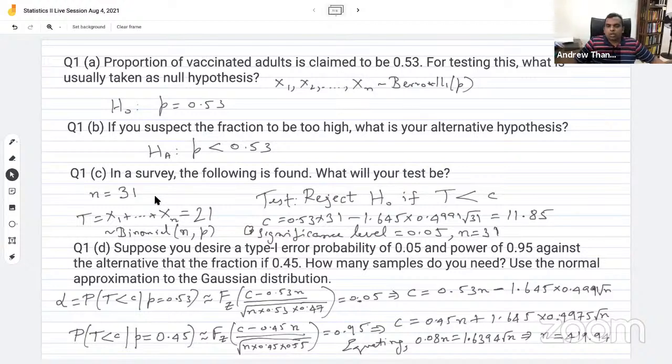So this is the calculation for C in the first part. Now you see what will happen in the test. RT, which is actually 21, is significantly larger than 11.85. So at a significance level of 0.05, we will accept the null hypothesis. So we do believe 0.53 is the correct value in this setting. Of course, there's the practical issue of whether the sample represented the reality in India. But forgetting that, at least among the BSc population, we seem to have a very healthy vaccination ratio.